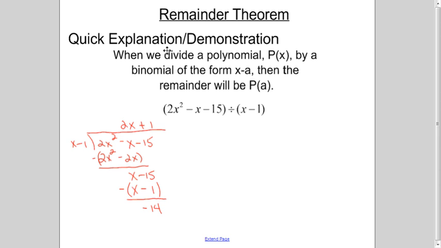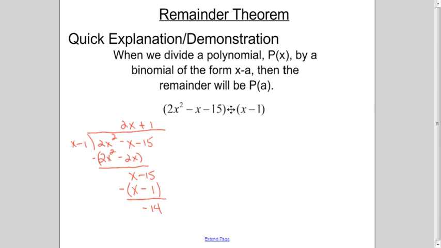Okay, so the remainder theorem, if I give a quick explanation of it, it says when we divide a polynomial that I'll call p of x by a binomial of the form x minus a, then the remainder will be p of a. Well, that doesn't seem too thrilling, but let's drill down into it and see what it says a little bit more. It says if you take the number a and actually evaluate it in the function, it will give you the remainder. Now, where does that a come from? It just comes from the binomial that's of the form x minus a.